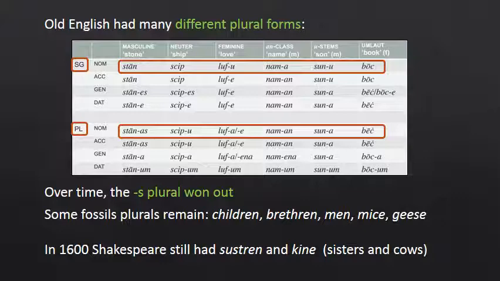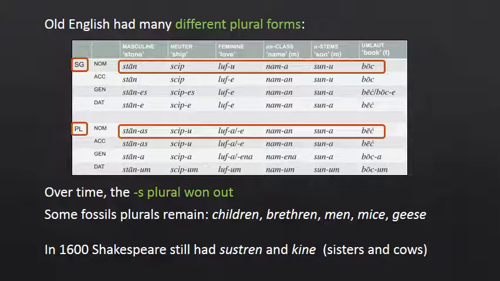oh, by the way, do you see how nouns had gender too? Masculine, neuter, feminine? Maybe you thought that only existed in French or Spanish or German or Latin. Guess what? English used to have that too. So there were classes of nouns, and the different classes of nouns had different plurals. So English originally had many plural forms.